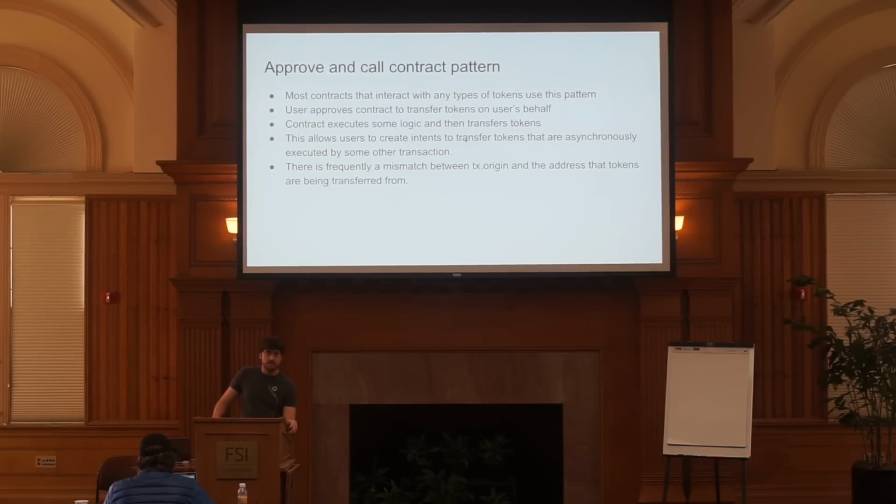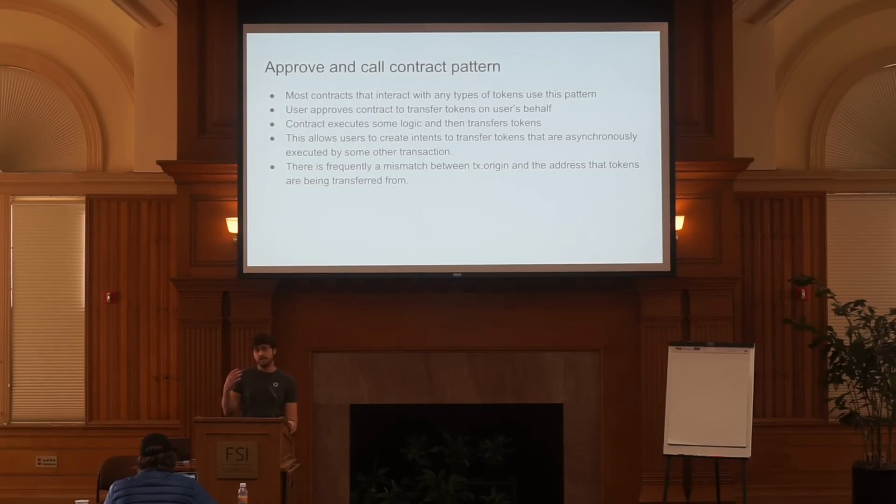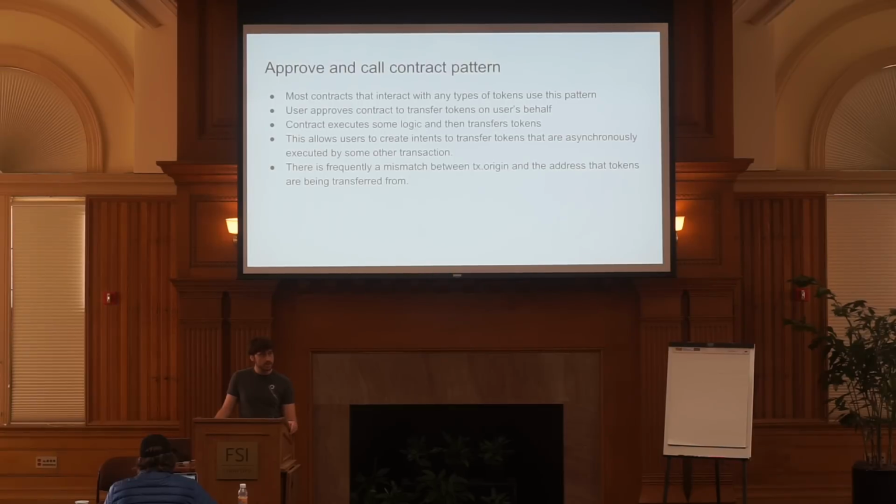So before I explain why this breaks things, I want to talk about an extremely common smart contract pattern. This is the approve and call pattern. So any contract that interacts with tokens typically uses this. A user will first approve the smart contract to transfer funds on their behalf. And then that smart contract will execute some logic and can transfer the user's tokens under whatever arbitrary conditions are defined in that smart contract.